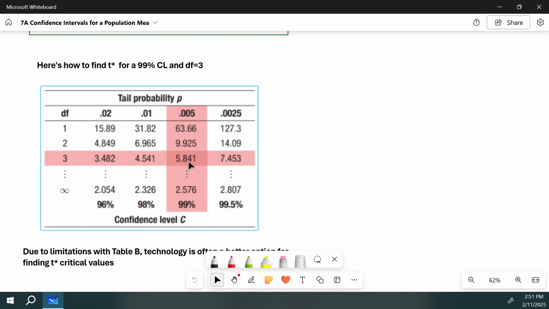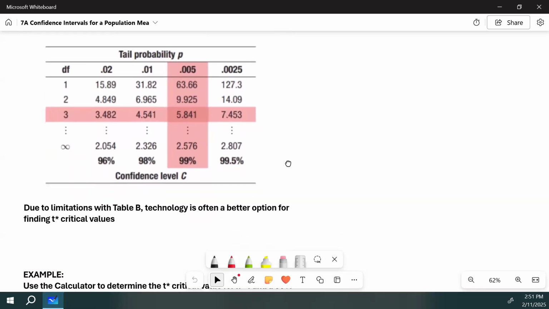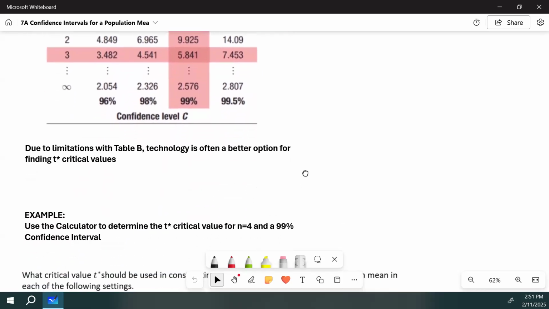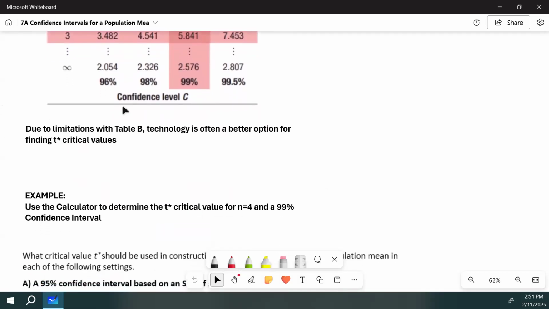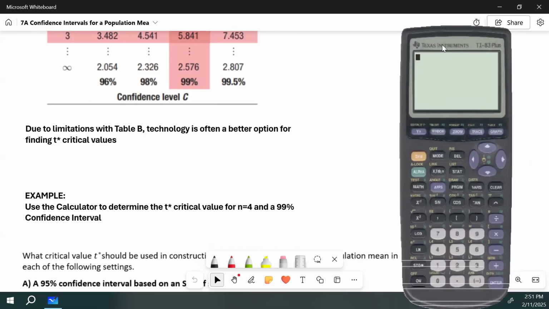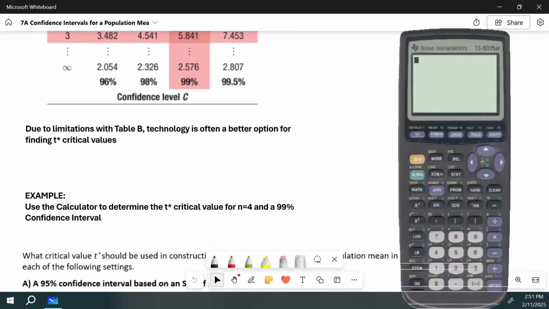Which again, we said it's more likely to get higher values of a T star critical value than Z. So due to limitations with the table, technology is often going to be a better option for finding T star critical values. So what I'd like to do is just go over how to calculate those on the graphing calculator with you really quick here.